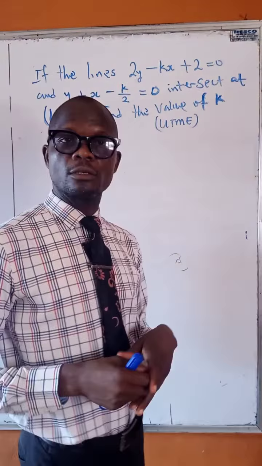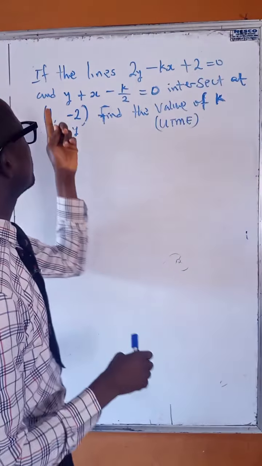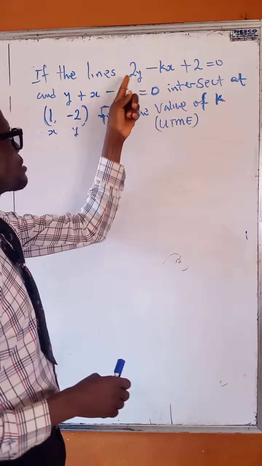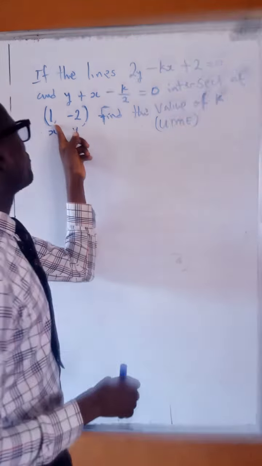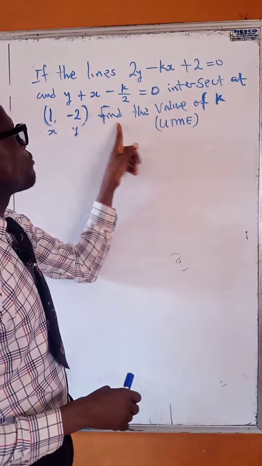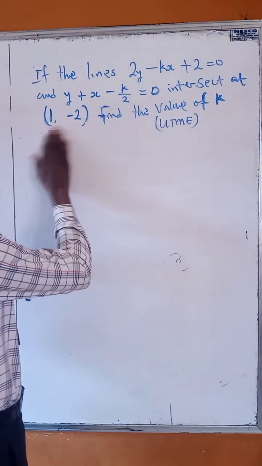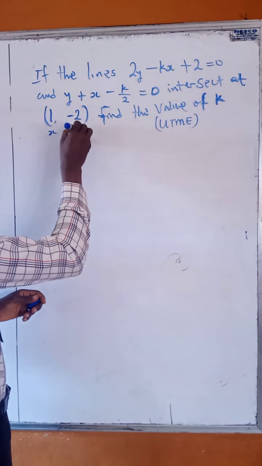Still under coordinate geometry. Here, if the lines 2y minus kx plus 2 equals 0 and y plus x minus k over 2 equals 0 have intercepts at 1 and minus 2, we have to find the value of k. So here, this one is our x, while minus 2 is our y.